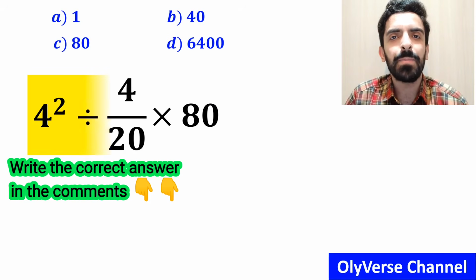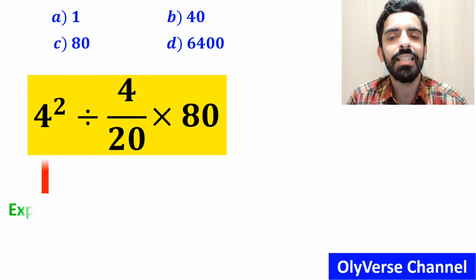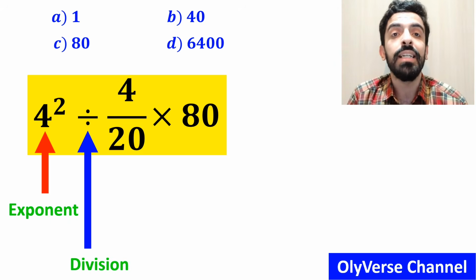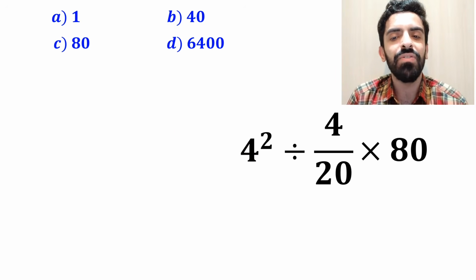Alright, now let me explain step by step how to solve this expression correctly. As you can see on the screen, in this expression, first we have an exponent, then a division sign, and finally a multiplication. To solve this question, we must follow the PEMDAS rule.